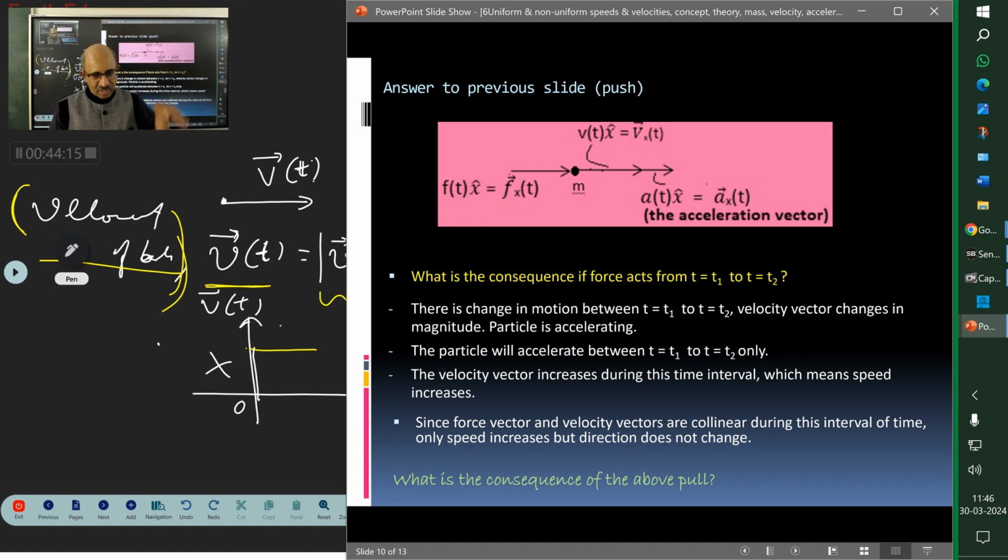If you know the velocity vector is like this and the force vector is like this, then you call it push. If you know the velocity vector is like this and the force vector is like this, then you call it pull. But you don't know the direction of the velocity vector. Yes, you know the direction of the force vector, but you cannot say whether it is push or pull. Is that clear?